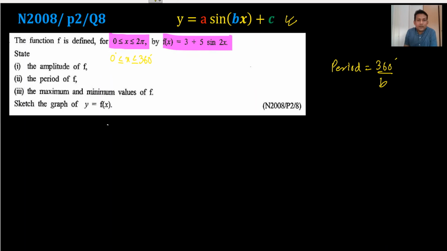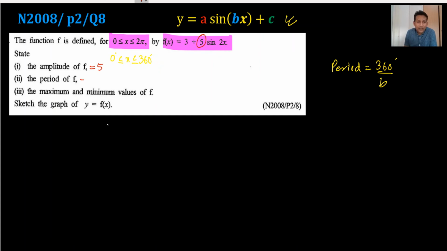So first thing, what is the amplitude of this function f? What is amplitude? Because amplitude is always with sine. So the number with sine is 5. So 5 is the amplitude. First we have done 5. Okay. Second, they ask for the period of f.